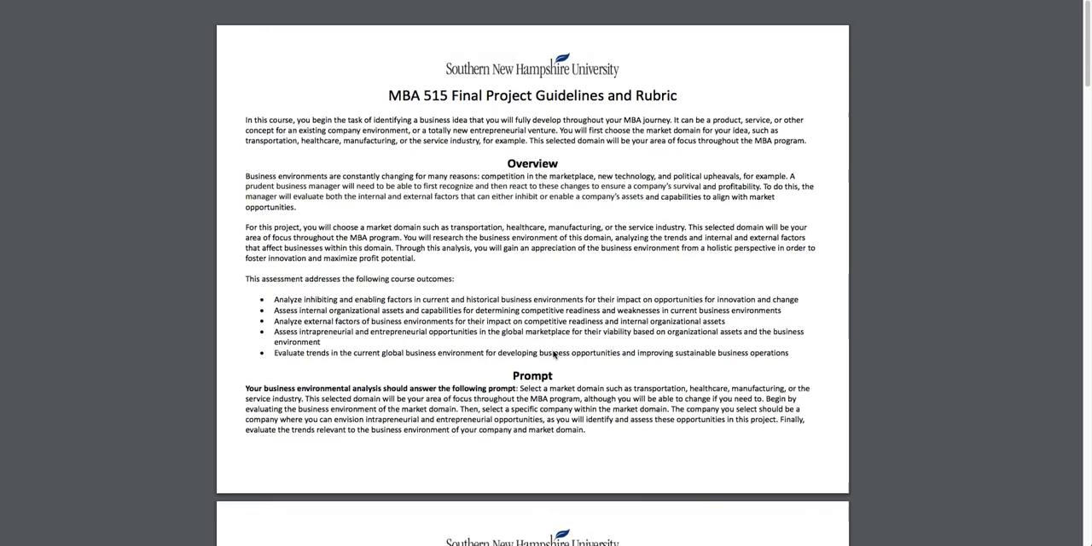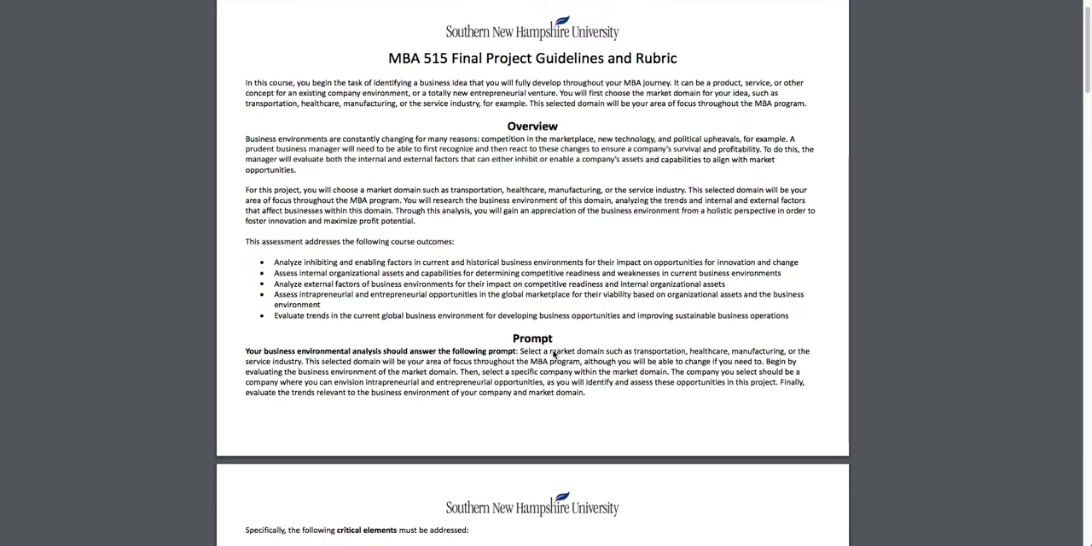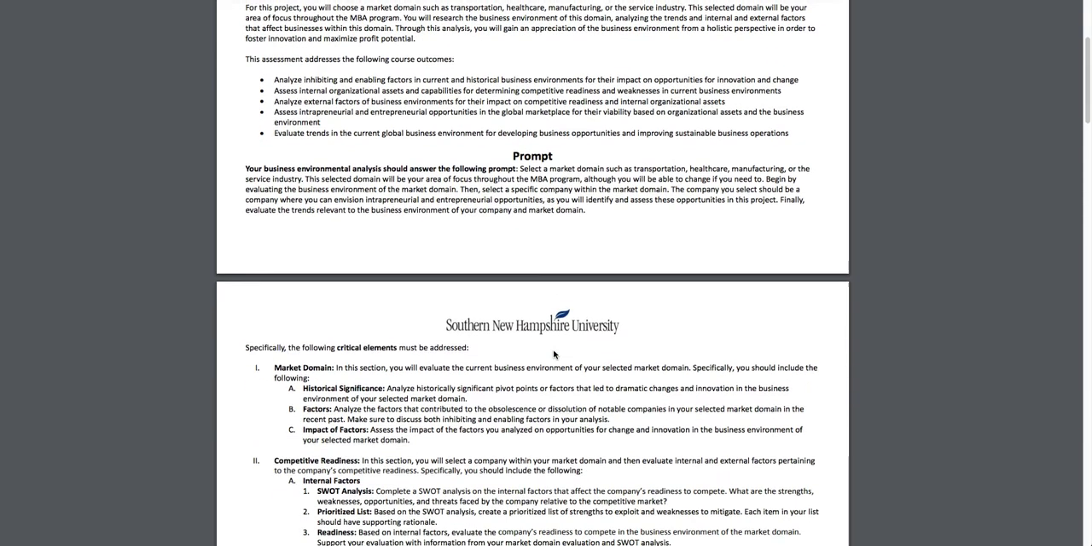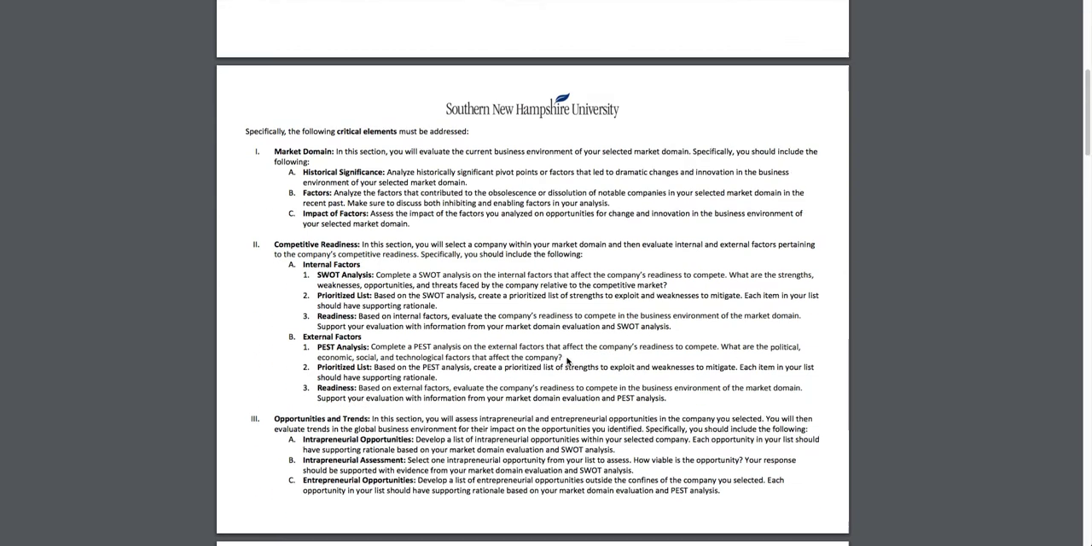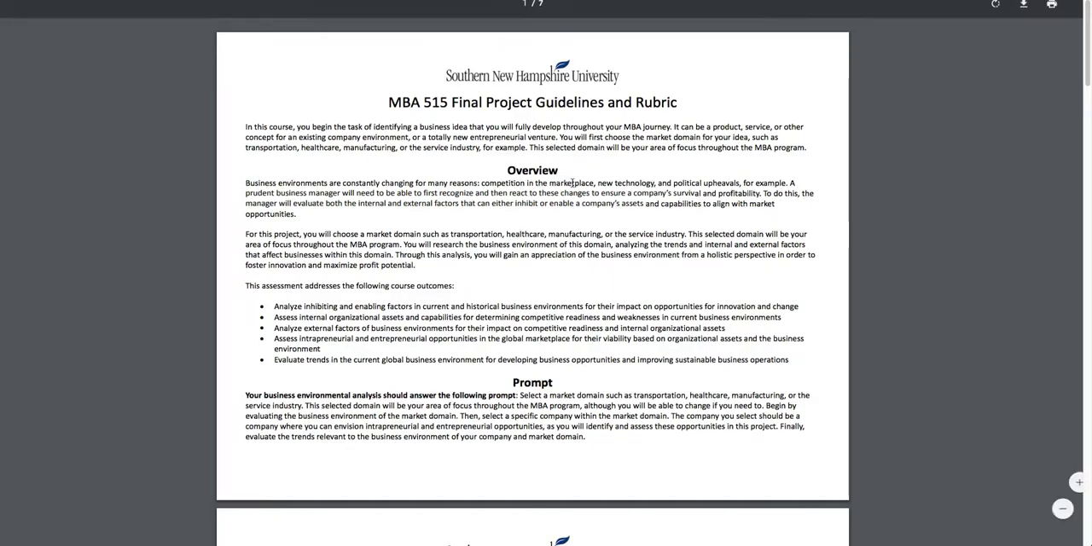In other words, say if you've written a 5 to 8 page paper or 8 to 10 page paper, you would take bits and pieces out of that paper to start putting together your final project. For example, over here it says in module 10 you will submit your final project. It should be a complete polished artifact containing all of the critical elements of the final project. Your submission should include any feedback from your instructor on previous milestones, and I've given you plenty of feedback. The submission will be graded with the MBA 515 project guidelines and rubric. So that's what this is right here.